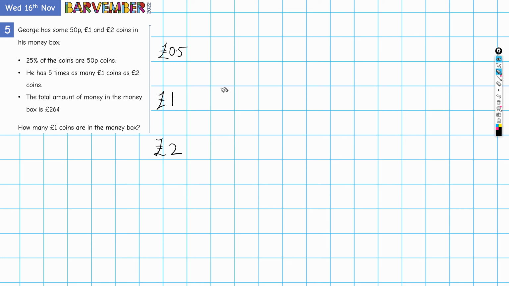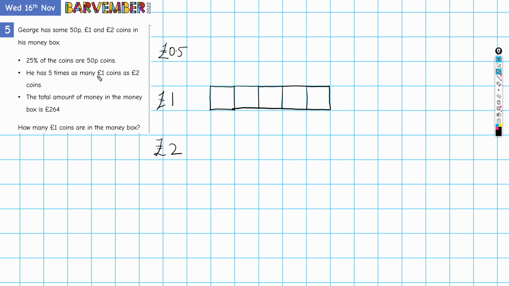Okay, and what I'm going to do is use a single square here to represent one £1 coin. So that's 1, 2, 3, 4, 5. This represents a coin, but it also represents its value. I'll show you what I mean in just a moment. You'll understand when I do the £2 coins.